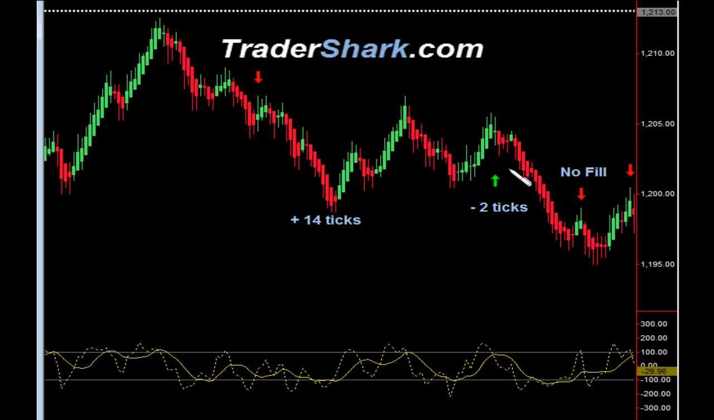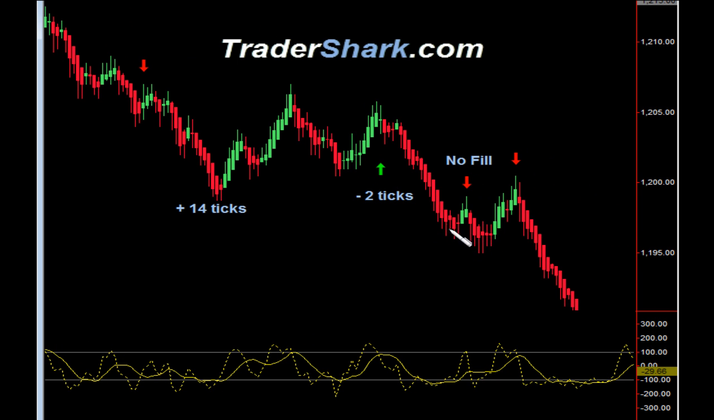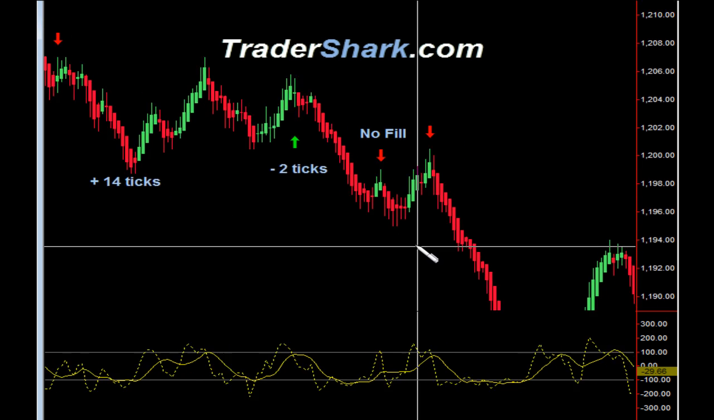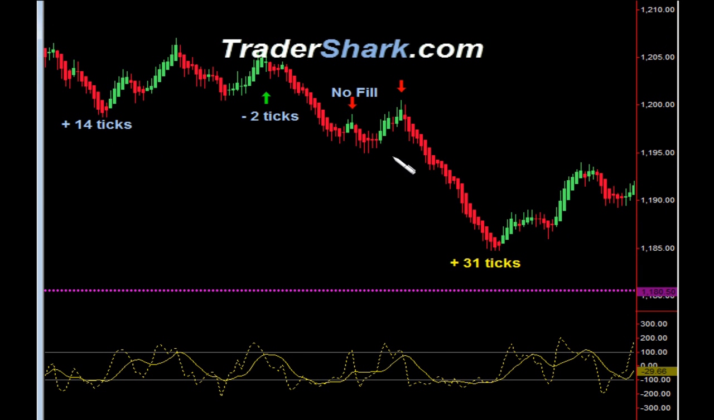We had an opportunity to get long, hit our first target, and then got stopped out at -2 ticks. We had an opportunity to get short. It just moved so quick, did not fill us, and it proceeded on to get its full target. Then we had another opportunity to get short here at around 3 o'clock. We took advanced trade setups for a total of 31 ES ticks. Target 1 and target 2 were hit.